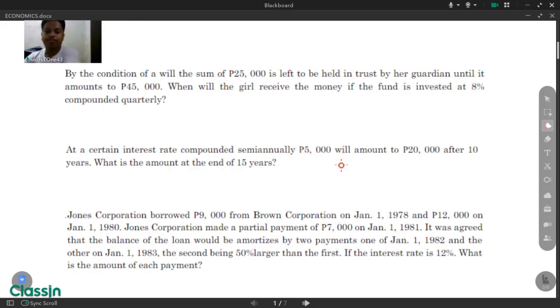and our present worth as 5,000, and our future worth is 20,000. Okay, what is the amount at the end of 15 years? So we'll try to find the interest rate here, and then use it if our time will become 15 years.